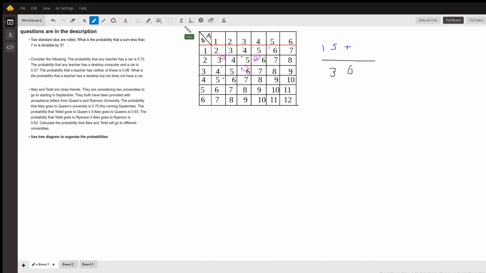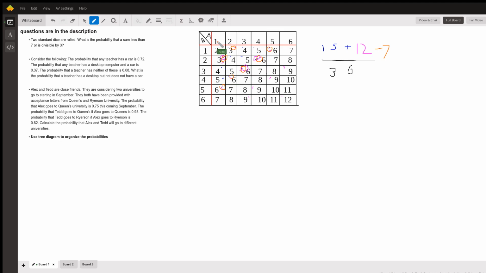And then we're going to put a dot next to all of the divisible by 3 sums. So there's 1, 2, 3, 4, 5, 6, 7, 8, 9, 10, 11, 12. But now you see we've double counted some of these. There are some that are both less than 7 and divisible by 3. And so we're going to take note of 1, 2, 3, 4, 5, 6, 7 double counts.